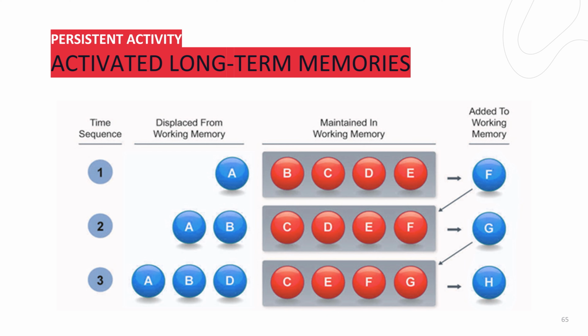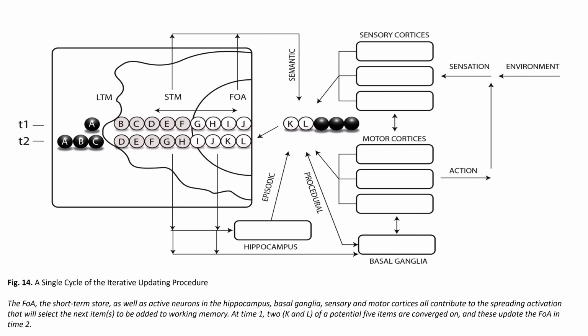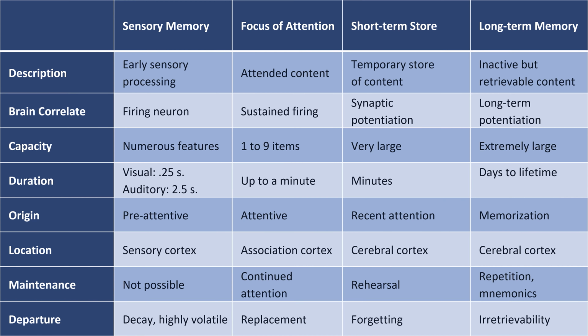So these letters or items, such as the concepts of a cookie, are just activated long-term memories. And this figure shows items flowing from the focus of attention and into the short-term store, and then into long-term memory. You might want to pause this slide to spend a minute with this table. It basically shows how sensory memory, held in sensory areas, has a large capacity but only lasts very briefly. The focus of attention holds 4 to 9 items and lasts up to a minute. The short-term store has a large capacity and can last hours, and long-term memory has a huge capacity and can last a lifetime. Basically, sustained firing keeps things at the forefront of attention, whereas synaptic potentiation keeps things in the back of your mind.